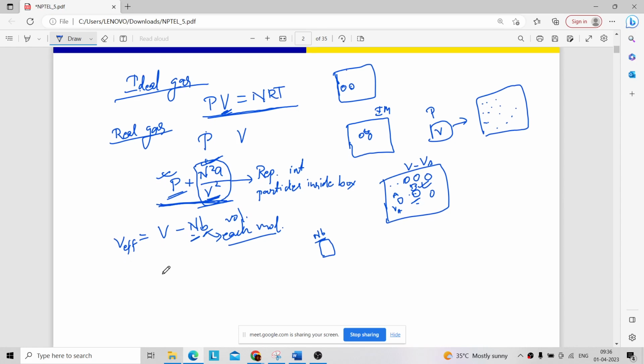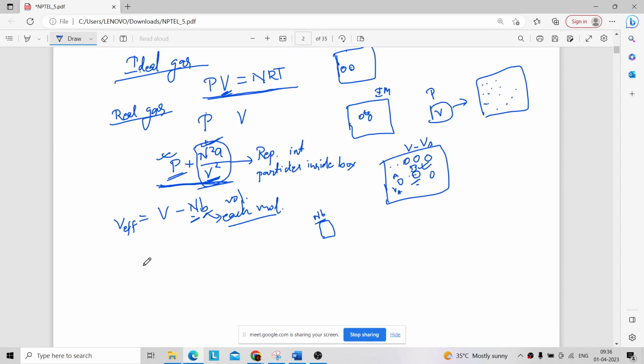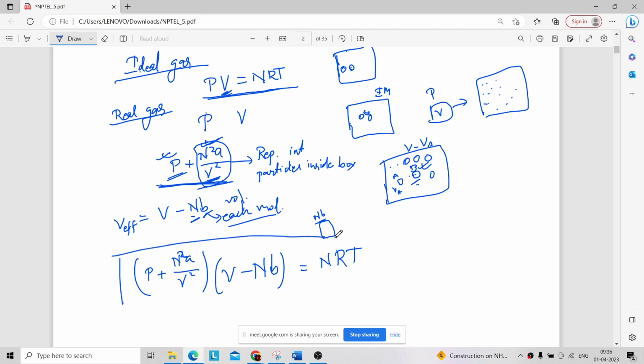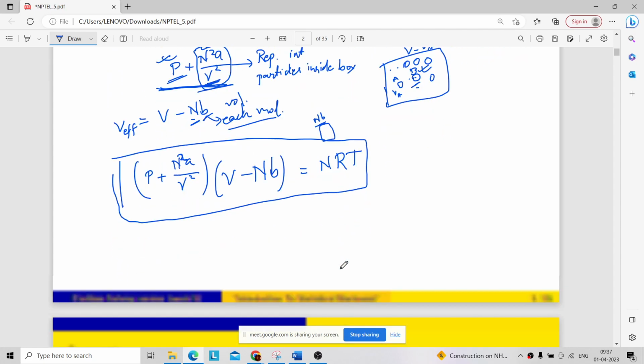So the equation will be modified to P plus n square a by V square, times V minus nb, equals nRT, right? So it's very close to real gases. This is the Van der Waals equation of state for real gases, right? So we will use this in our questions.